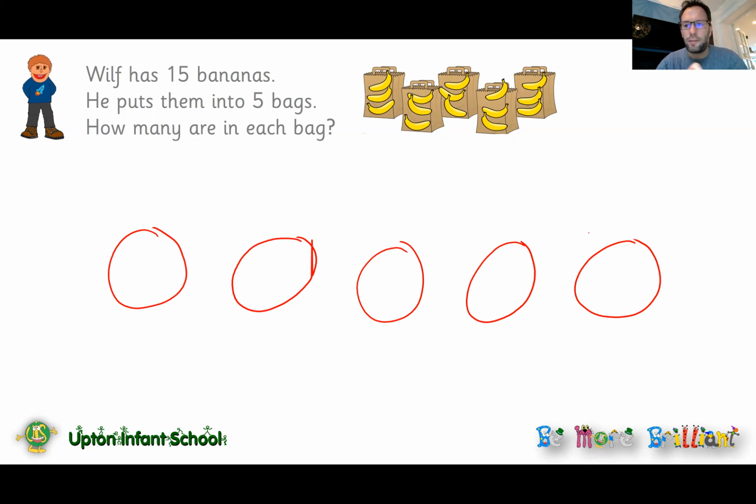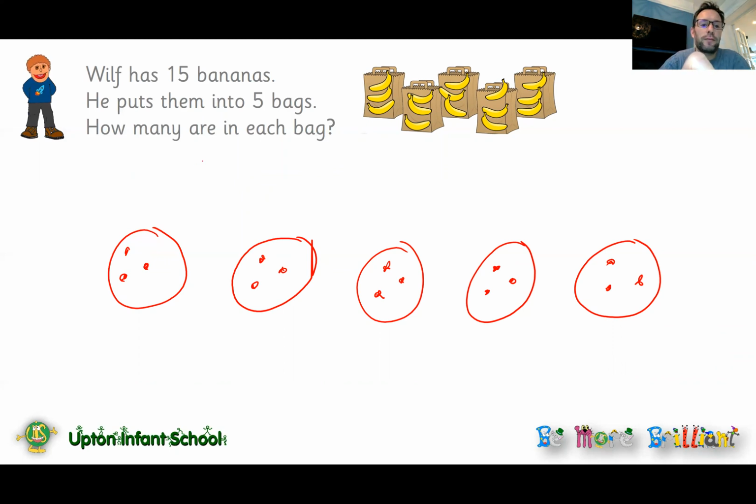Okay, so this will make sense when I do it. So if we've got 15, we're going to go 1, 2, 3, 4, 5, 6, 7, 8, 9, 10, 11, 12, 13, 14, 15. So I counted up to 15, going 1 for you, 1 for you, 1 for you, filling up each of those circles equally.